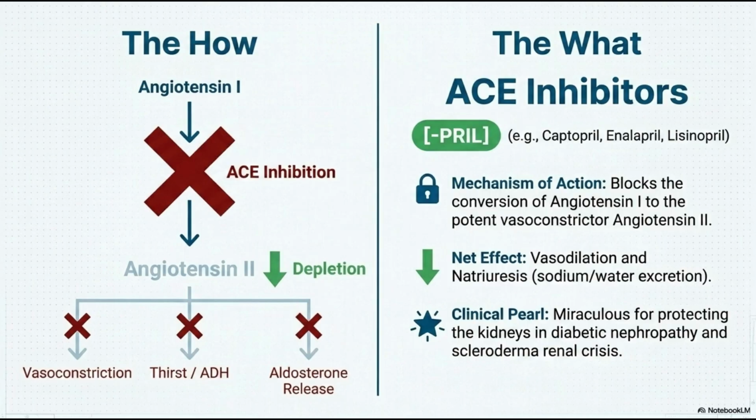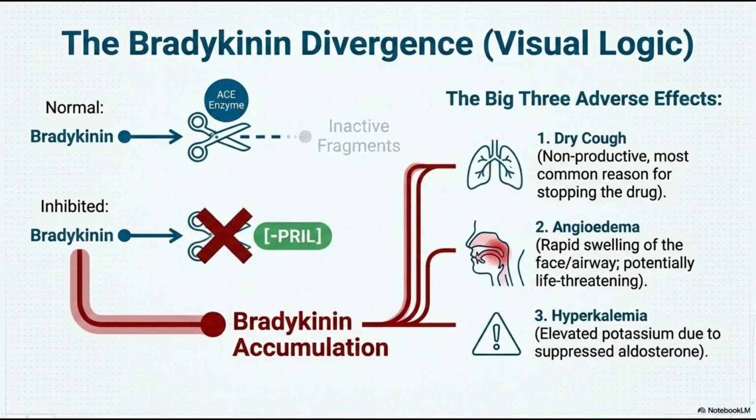Clinical pearl: these are miraculous for renal protection, particularly in diabetic nephropathy and scleroderma renal crisis, because they reduce the efferent arteriolar resistance in the kidney. Why do patients on ACE inhibitors often develop a cough? Normally, the ACE enzyme also breaks down bradykinin into inactive fragments. When we inhibit ACE with a -pril, bradykinin accumulates.